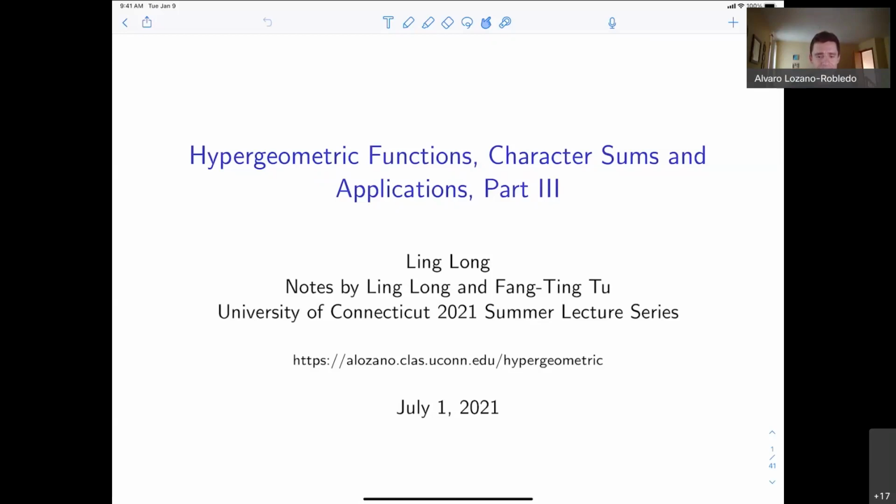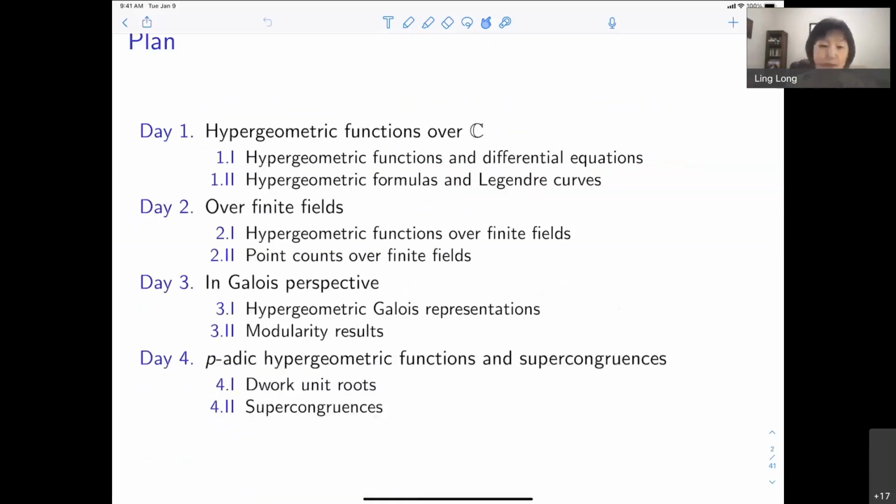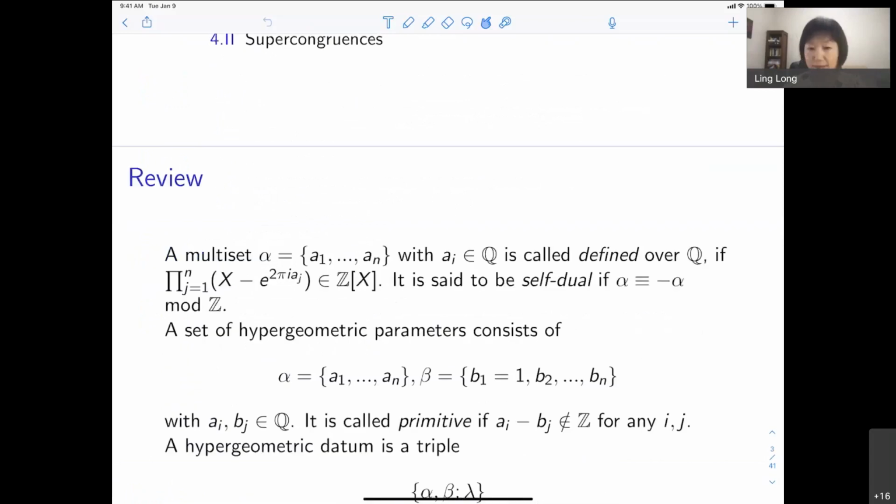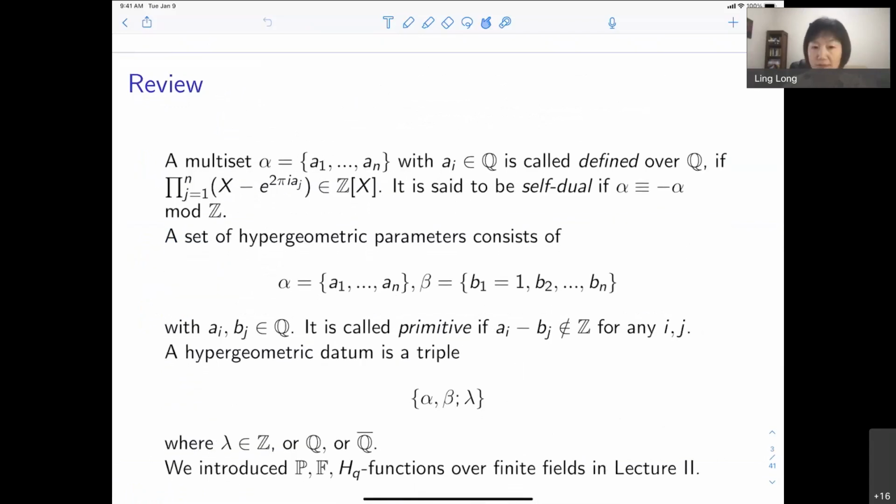Okay, all right. So I would like to also welcome everyone for being here again. And today's going to be the third part of the hypergeometric functions. And the plan will be today I'm going to talk about Galois perspectives. And so there will be some modularity results coming from hypergeometric Galois representations. And here are the setups that we kind of put up.